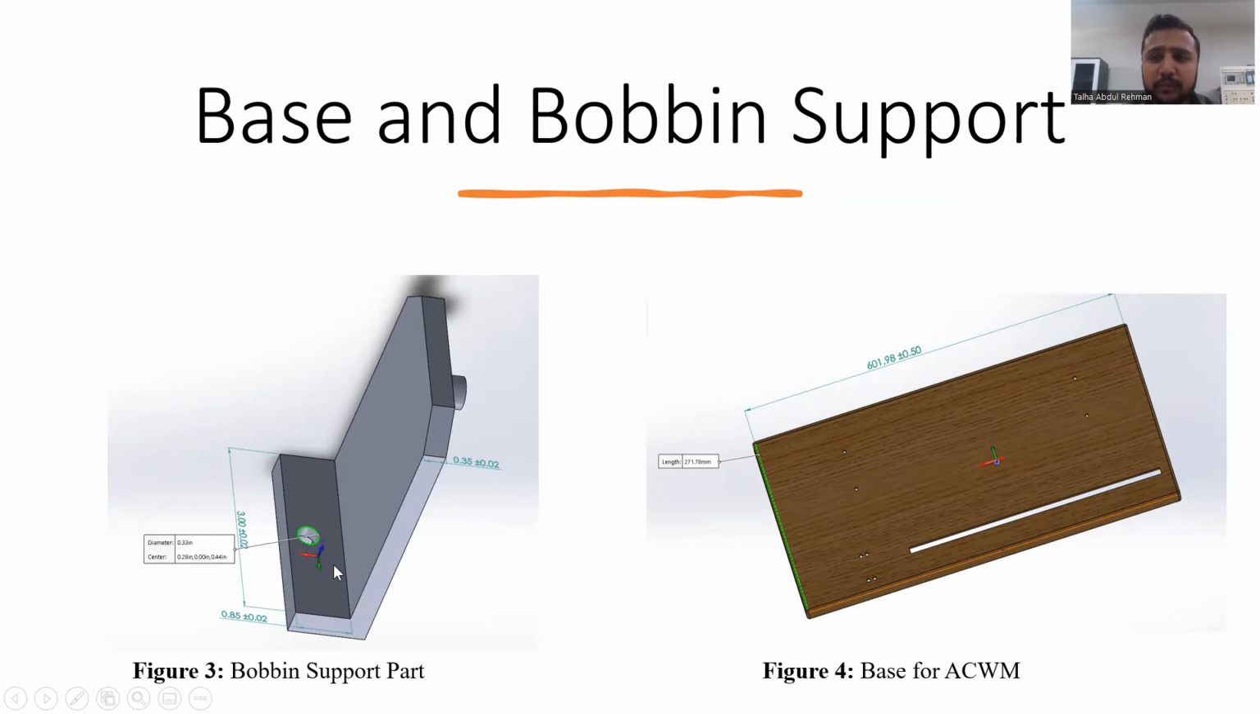As we use different bobbins for the winding, the transformer has different bobbins according to its rating. So that's why on the base part we also use a movable part for the bobbin.